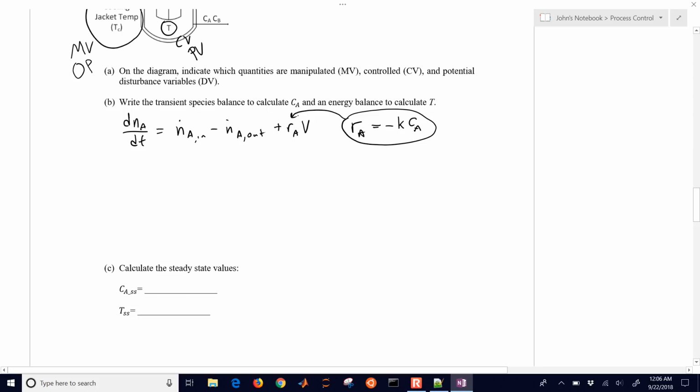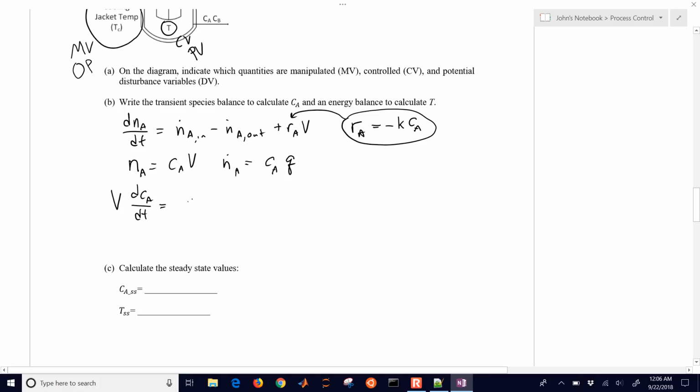Here's our species balance. So we've written it out. We want to get it in terms of concentration, and so we know that Na equals the concentration of A times the volume, and we know that Na dot, the rate, is going to be equal to concentration of A times the volumetric flow. So you can substitute those in, and if you assume that it's constant volume, then that's going to come out front.